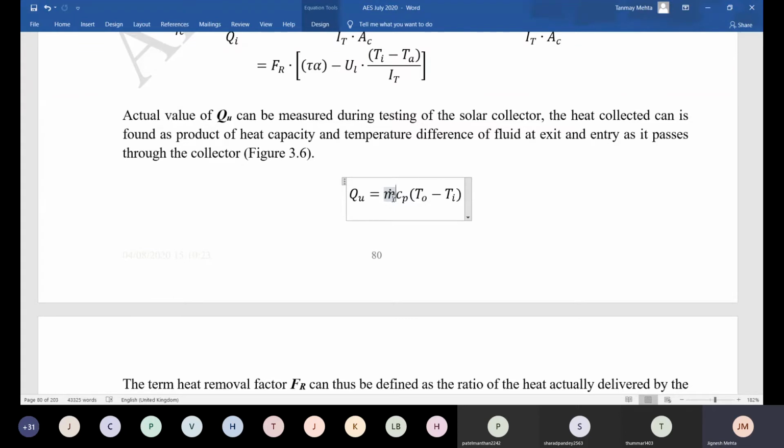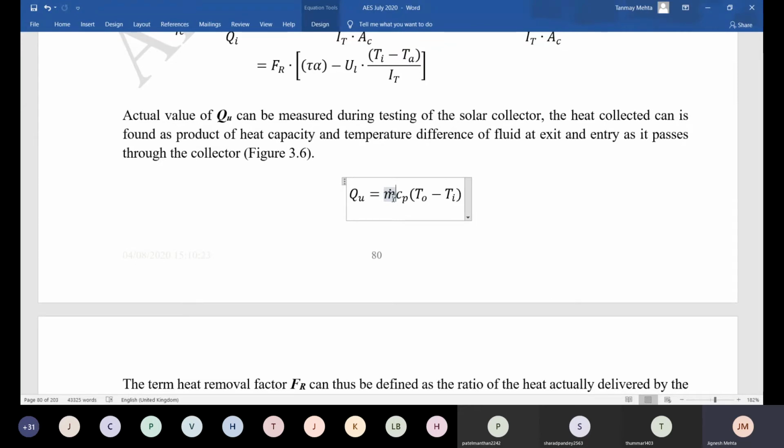The testing has to be done. Again, let's say automobiles will be tested at particular conditions, and then certain parameters would be given, that at this many RPM it will give this much torque, and at this speed it will give this much mileage, or things like that. So similarly here, for a collector, these testing procedures are most of the time standard procedures. You have to follow certain standards.